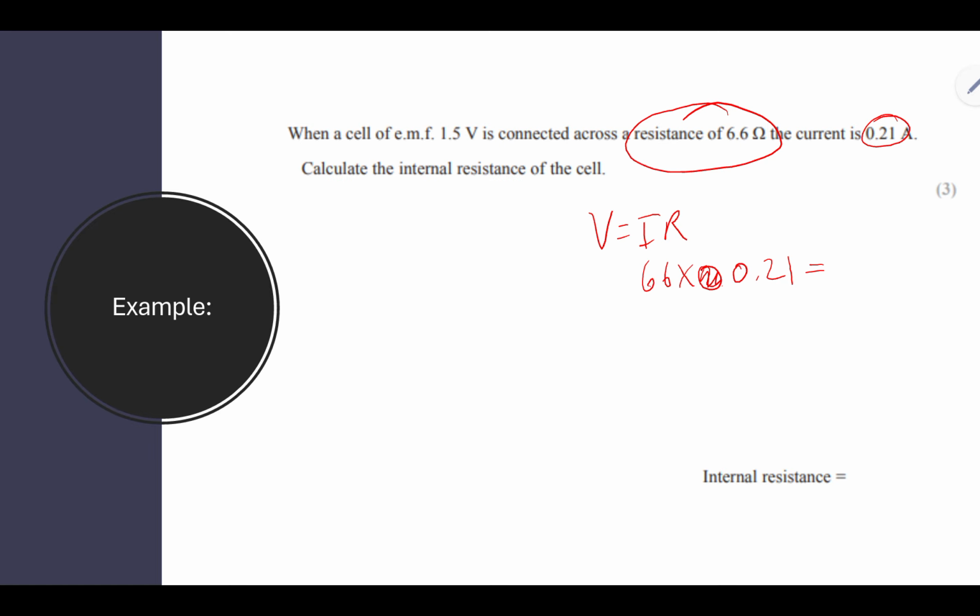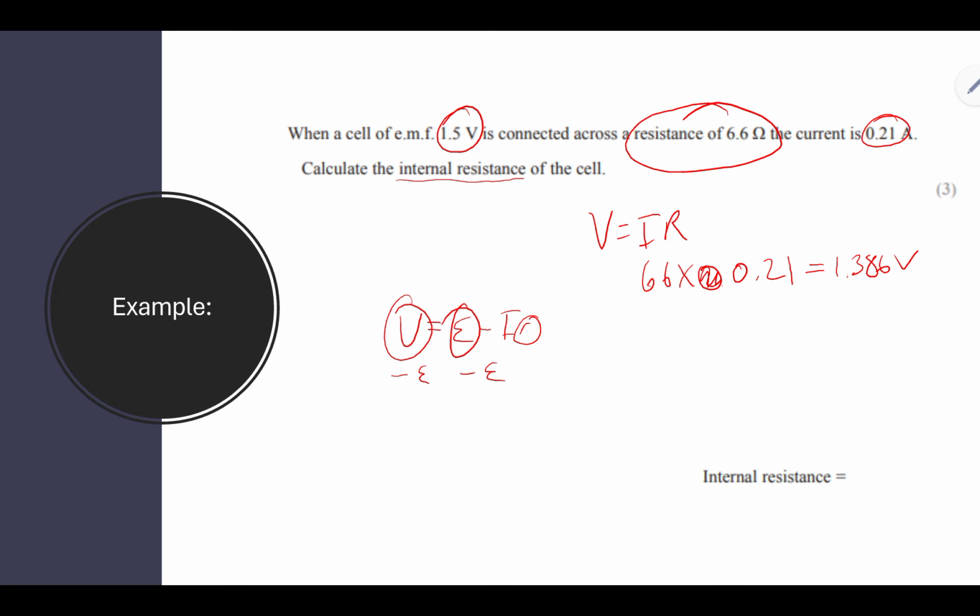And we get 1.386 volts. And so we need to write the second equation, which is V equals E minus Ir. So we know what E is, which is 1.5 volts. And we know what V is, which is 1.386 volts. And the question states, calculate the internal resistance. So we just need to find the little r. So we do 1.386 minus 1.5 because we want to get rid of the E on this side. So we just take away E on both sides.